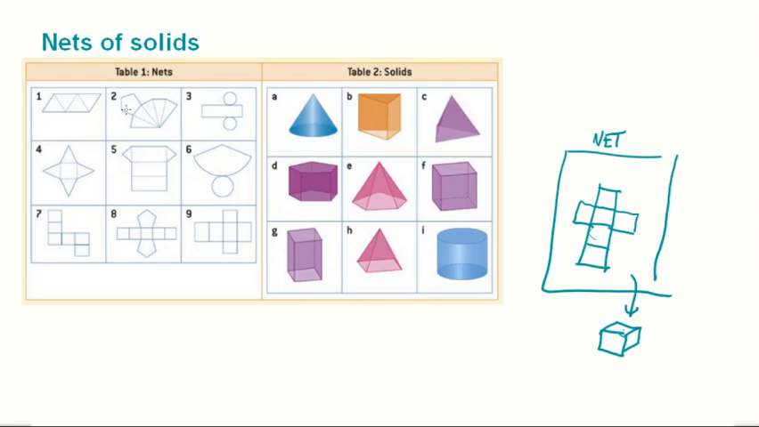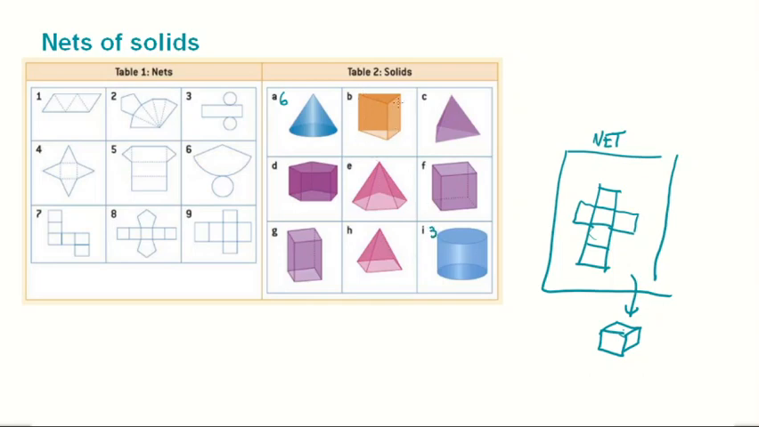Okay, so let's analyze. Well, this first one is a cone. If we fold this, we can get back to this solid. And this is the cylinder, right? So this is done. This A would be 6, I would be 3.